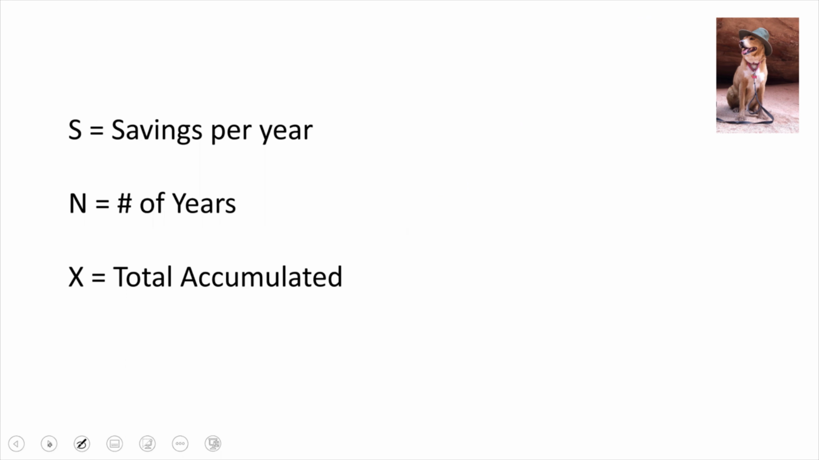So let's just start with a simple example. First, S is the amount of money that you're going to set aside each year, basically your savings in cash. This is what we don't know. This is what we're going to try to figure out. N is the number of years in which you're going to save. And X is the total amount accumulated over those N years, assuming that you save S. So the equation would be the amount of money that you set aside each year times the number of years gives you the total amount that you accumulate.